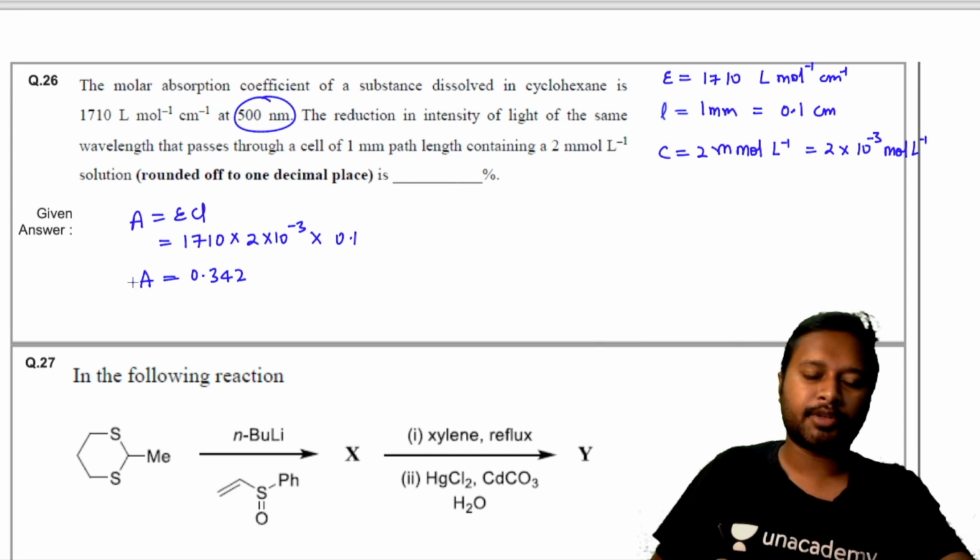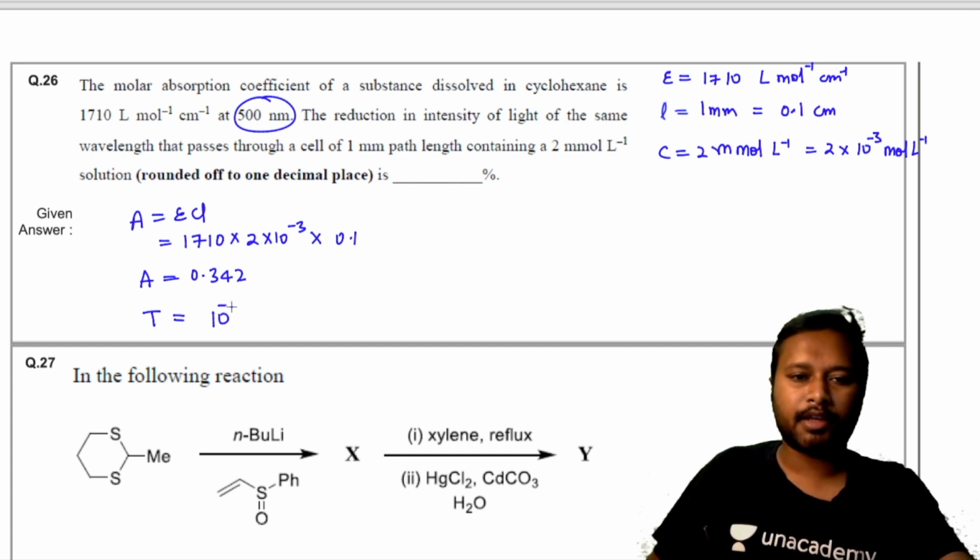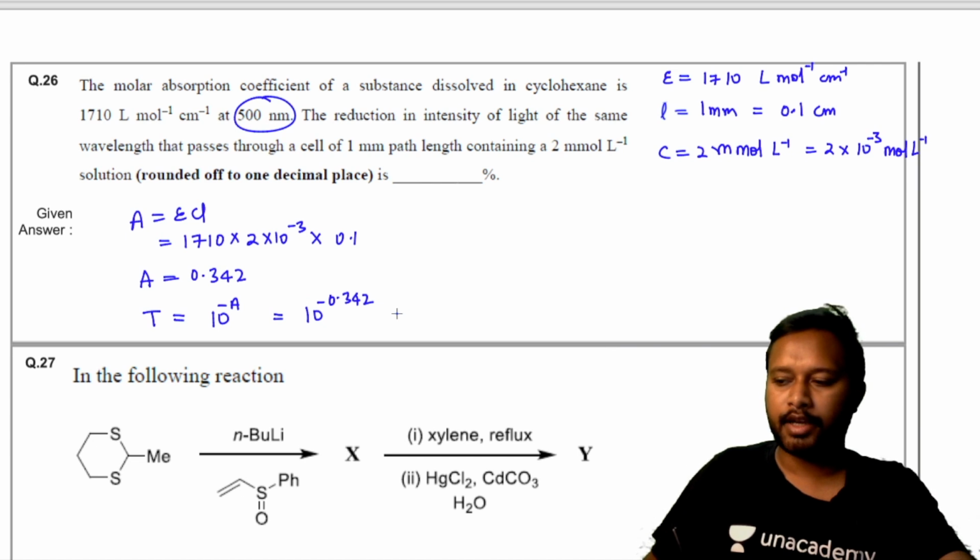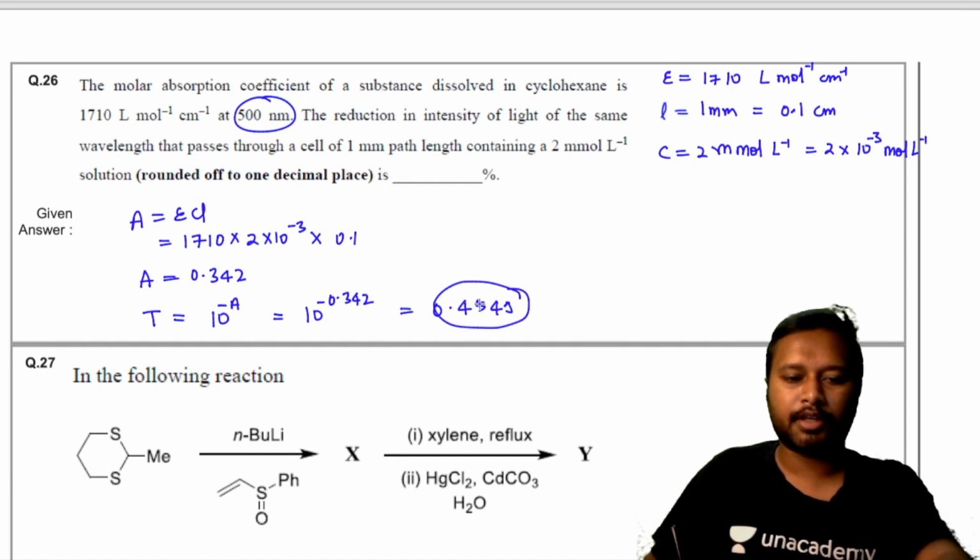Once you have your absorption value, you can find out the transmittance. The transmittance is equal to 10 to the power minus the absorption value. So that means 10 to the power minus 0.342. Solve this whole thing and you are going to get 0.4549. This is going to be your transmittance.